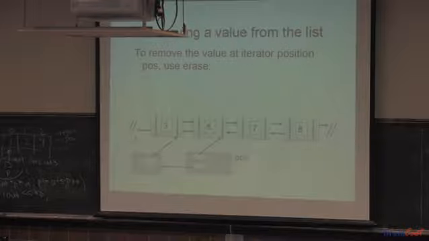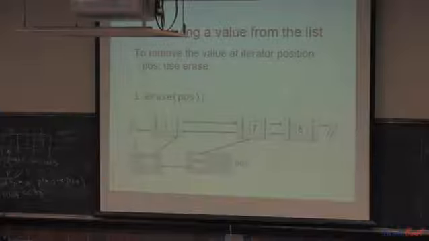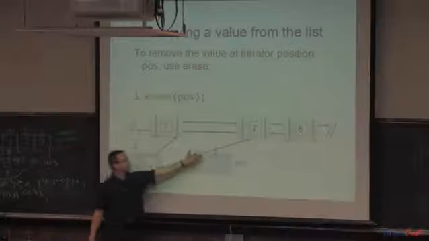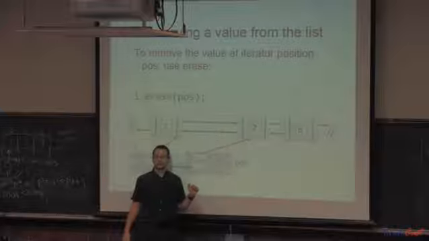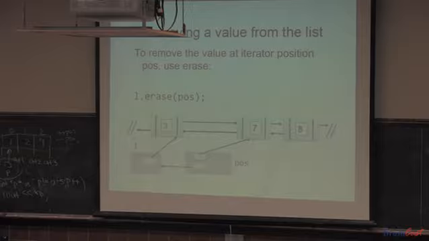If you want to remove the value at position, you do erase. So you can do L.erase(position). Remember, position here was pointing at the 5. When I do L.erase(position), it removes the 5, fixes the list up so that it's still a linked list, and now position points to the next element. Okay? So that's what erase does. You can use erase to remove an element from the linked list using the C++ standard list library.